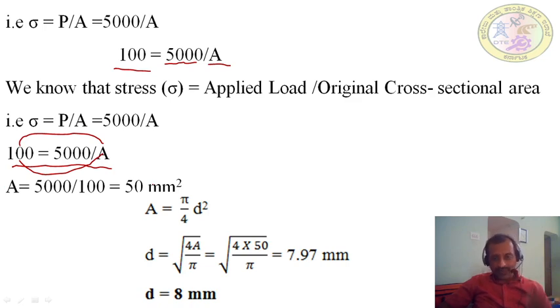Since he has given the diameter, definitely it is a round bar. With the help of area, you can easily find out the diameter. Area is given as A is equal to pi by 4 d square. So d is equal to square root of 4A by pi. Substitute all the values: 4 into 50 by pi. It is 7.97 mm. Now round it off, this 7.97, as diameter 8 mm.